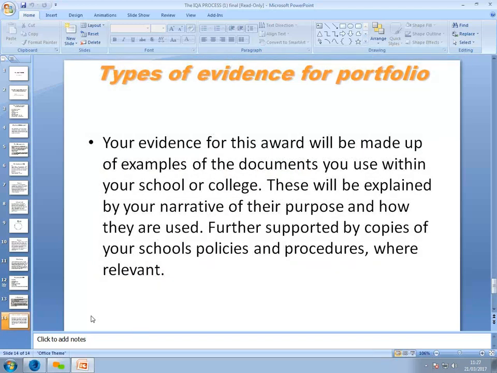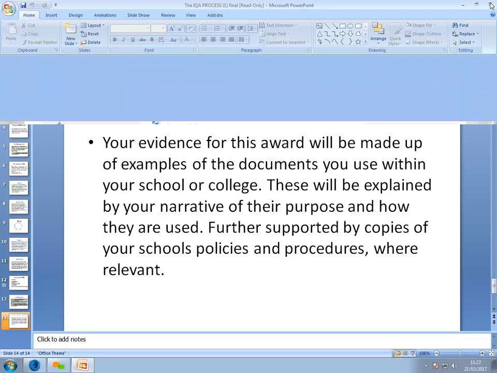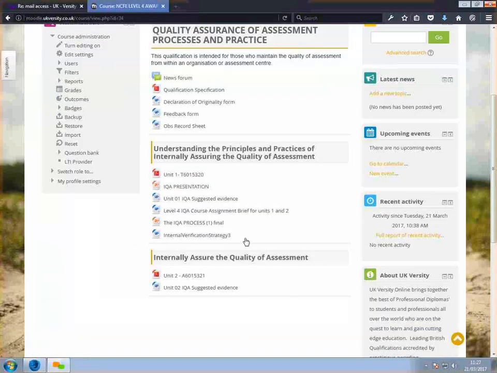So, tracker evidence for your portfolio. Your evidence, first of all, is made up of examples of the documents you use within your school or college. These will be explained by a narrative of their purpose and how they are used, further supported by copies of your school's policies and procedures where relevant. I put that in at the end because it actually matches the last bit of what I'm going to do now.